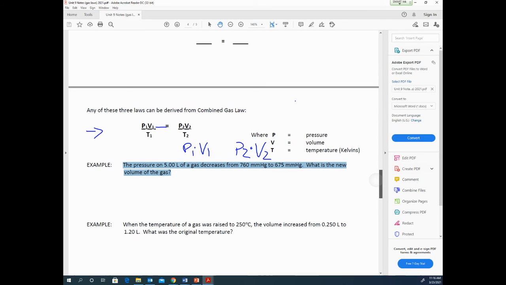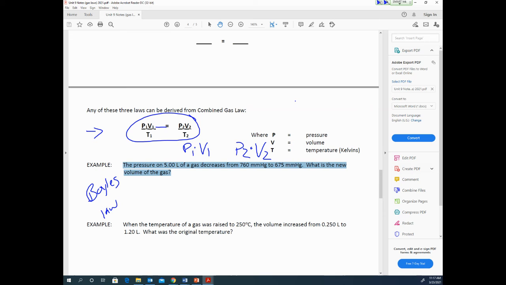I'm going to leave it up right here. This is the combined gas law that we will get to, but I'm going to leave it alone for now, and we'll save it to the end when we put all three laws together. We're just going to do this first problem. This first one is over Boyle, so this is a Boyle's law problem.